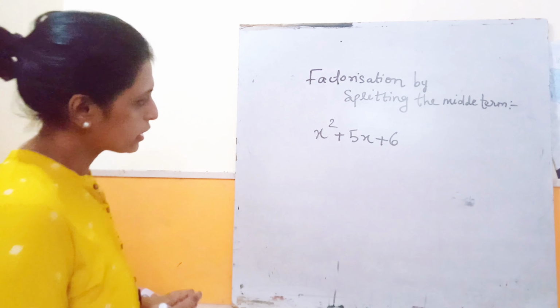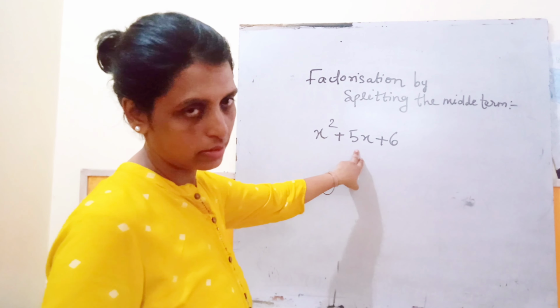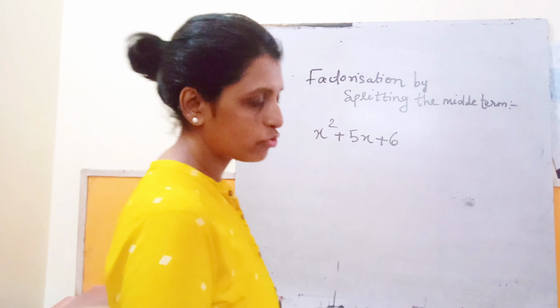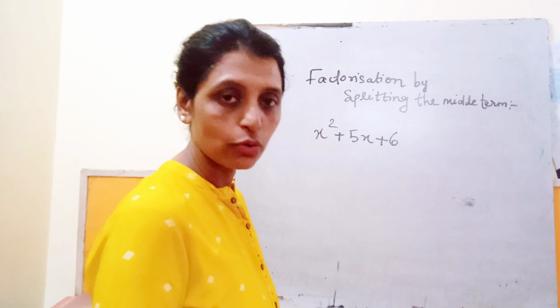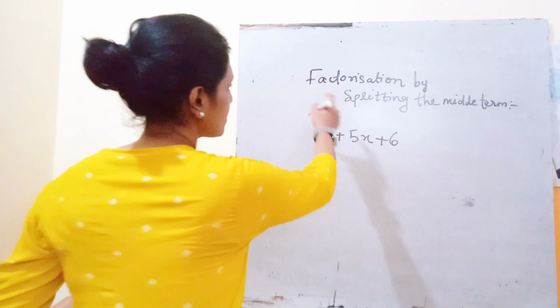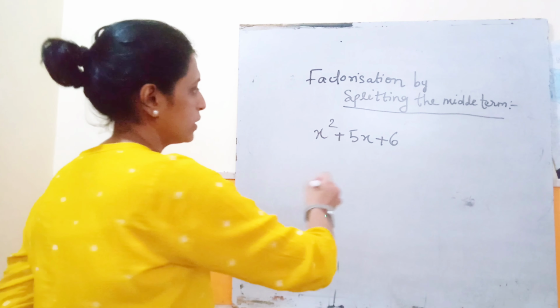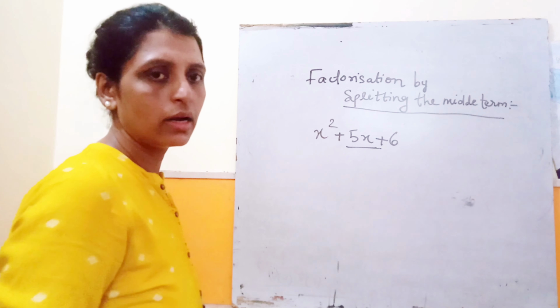So I have taken one example, x square plus 5x plus 6. We have to factorize it. It means we have to find the factors of this algebraic expression. As this method says, splitting the middle term, it means we have to split the middle term.